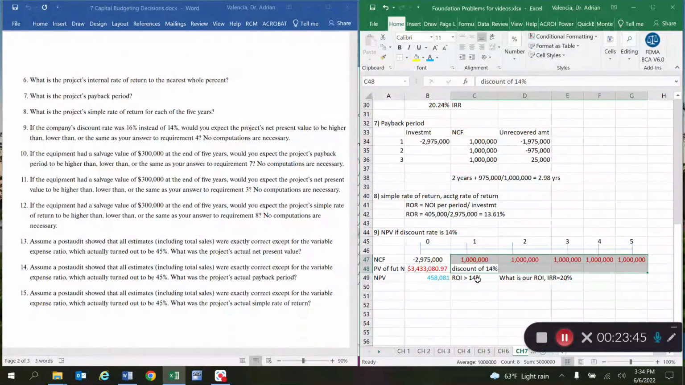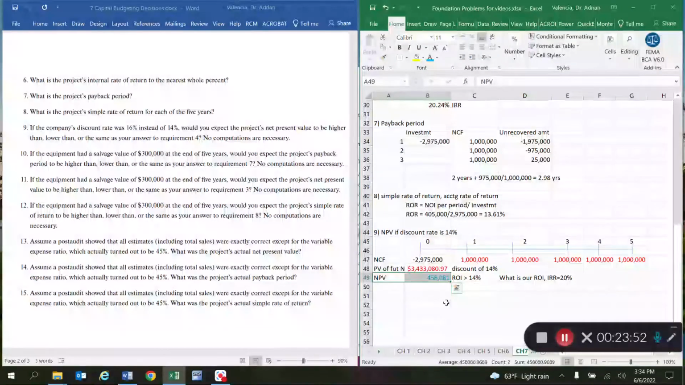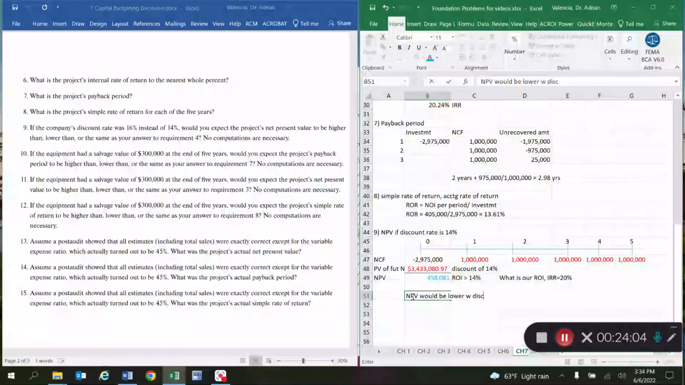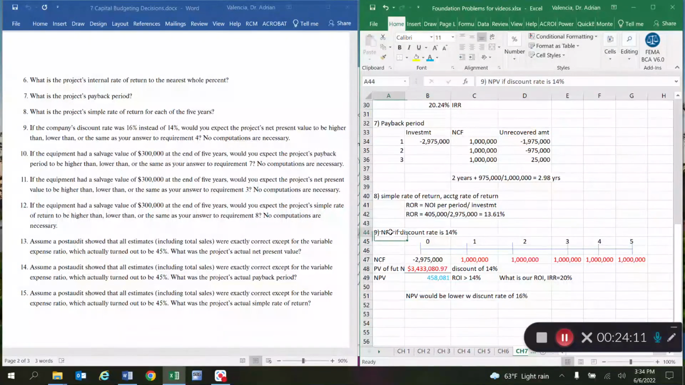Okay? So what they're asking is, the NPV, this number right here, the blue one, is it going to be higher or lower when we use 16%? And if your answer is lower, then you're correct. So the NPV would be lower with a discount rate of 16%. I just noticed that I wrote this incorrectly. This should have been 16% right here as they asked. Okay? So what is the NPV if the discount rate is 16%?